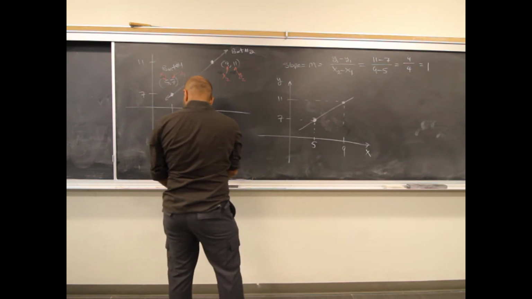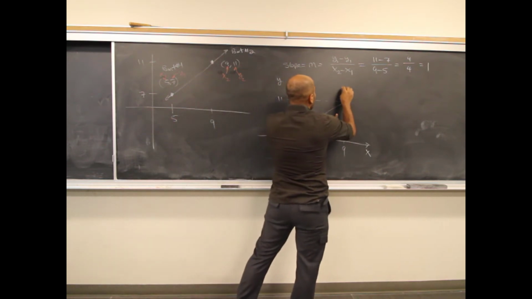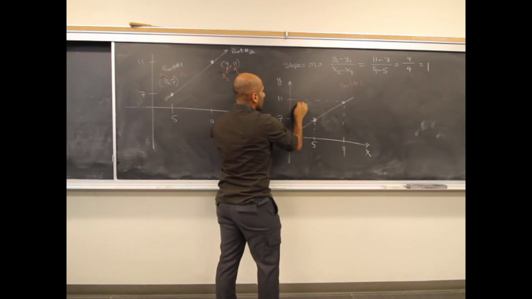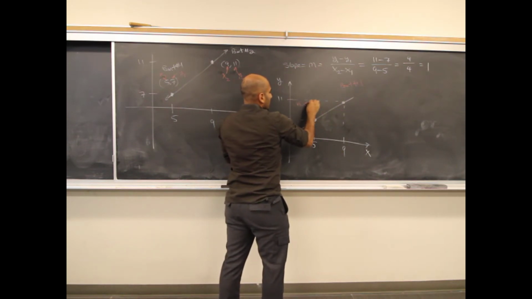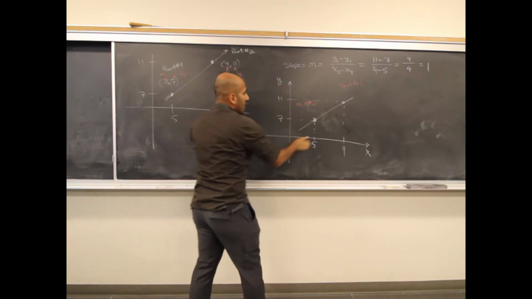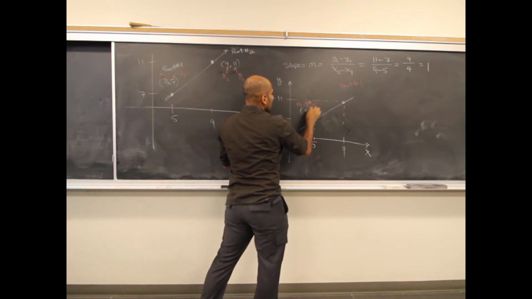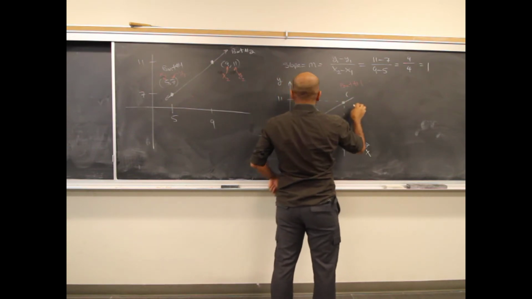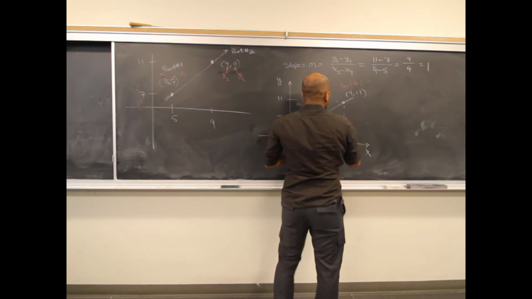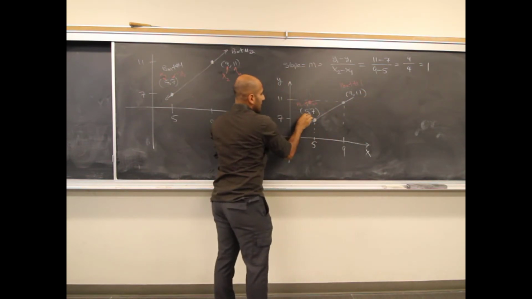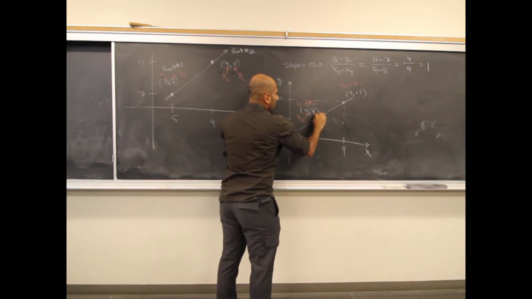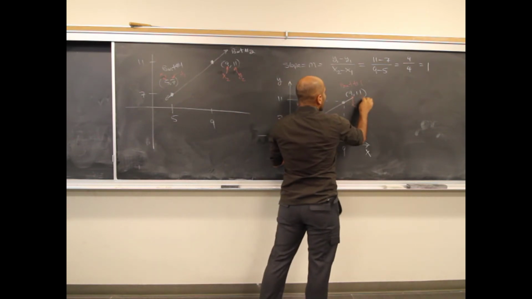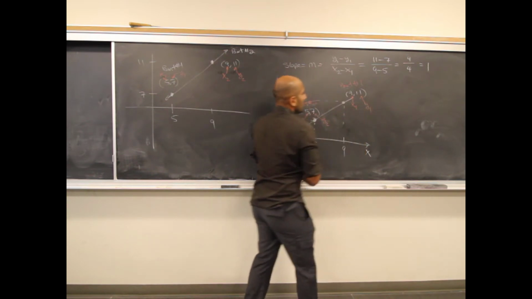Okay, so someone comes in and says, I want to call this one point number 1, and I want to call this one point number 2. So we have the point 5 comma 7 and the point 9 comma 11, which means that this guy is x sub 2 and this guy is y sub 2, and this guy is x sub 1 and this guy is y sub 1.